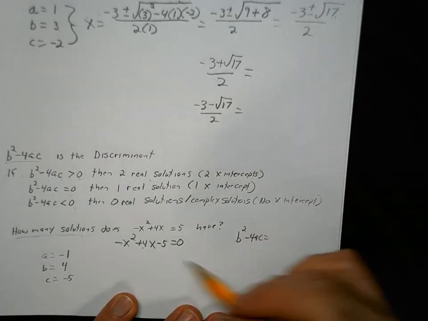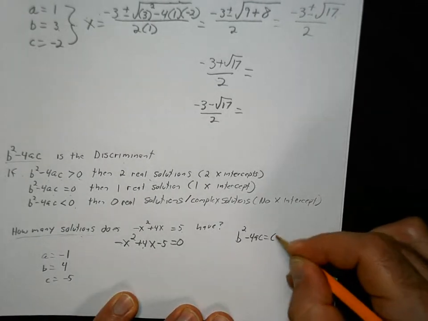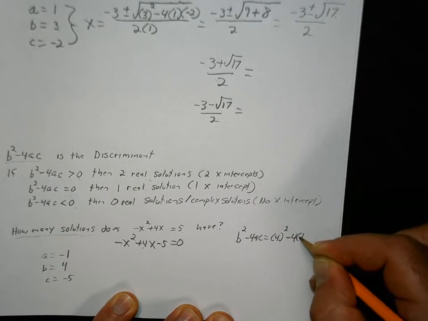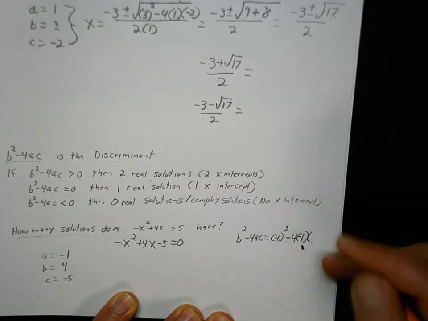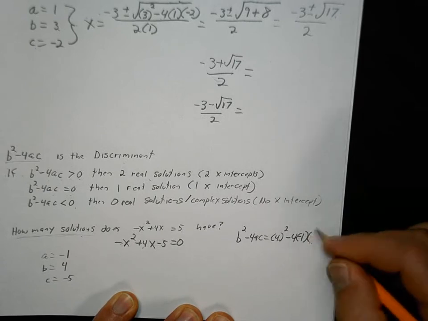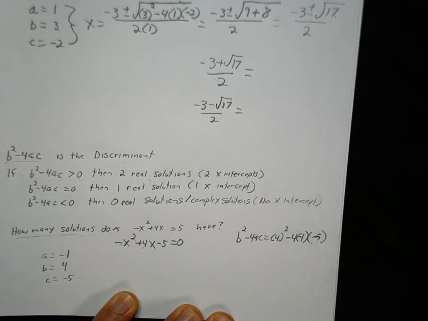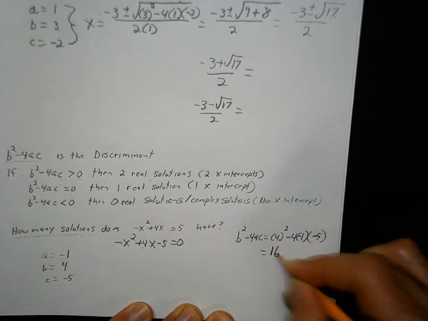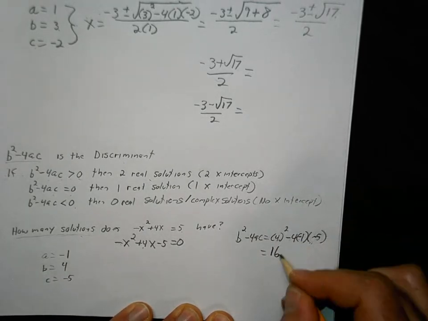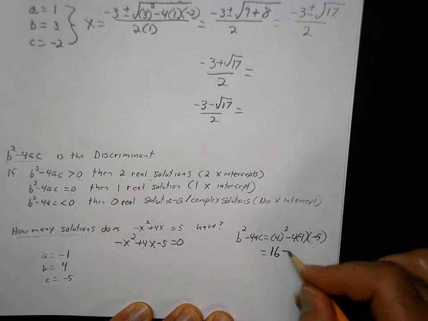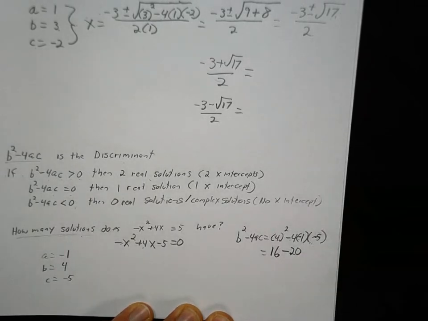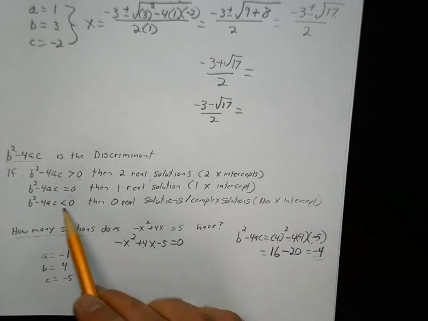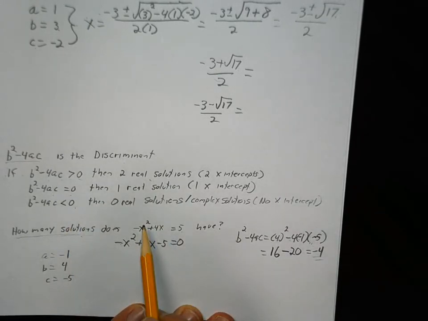Okay, so when I plug in 4 for b, minus 4 times a, times c is negative 5. So what do I get there? I get 16, and then a negative times a negative times a negative is still minus. I get 16 minus 20. So in that case, it's negative 4. So because b squared minus 4ac is less than 0, I have 0 real solutions.